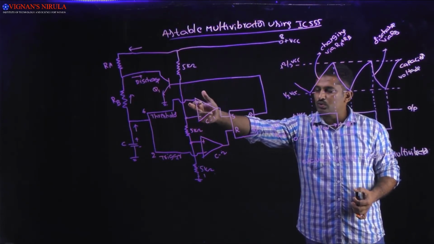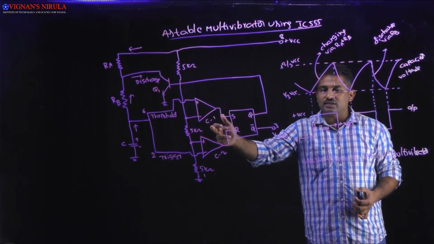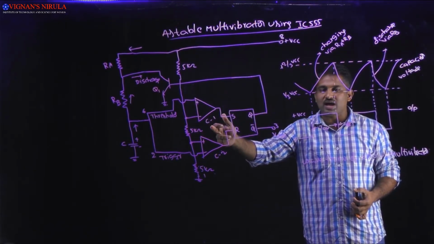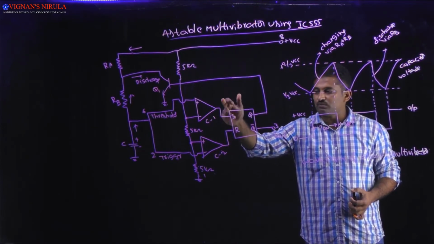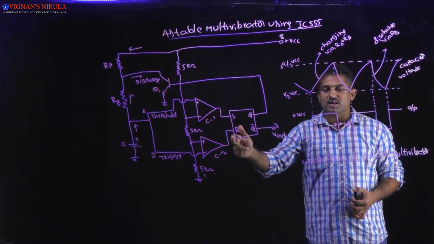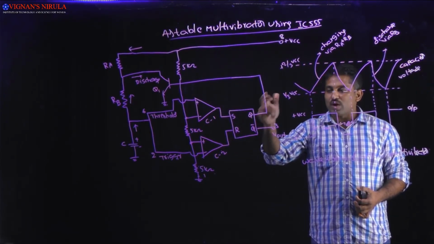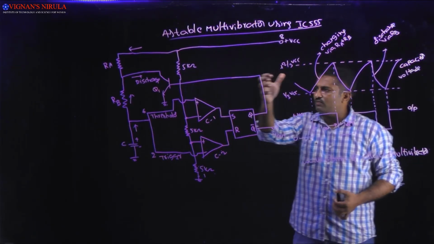Once this threshold voltage is greater than this 2 by 3 VCC, immediately the comparator 1 produces the output as positive, which is nothing but S is equal to 1. If S is 1, then obviously R is equal to 0. Then immediately Q becomes 1. Once Q becomes 1, then what happens?